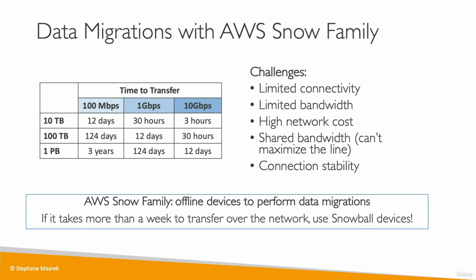So the Snow family are offline devices that allow you to perform data migrations. AWS will send you an actual physical device by the post office, and then you load your data onto it, and then you send it back to AWS. So the rule of thumb is that if it takes more than a week to transfer data over the network, then you should use a Snowball device, for example.